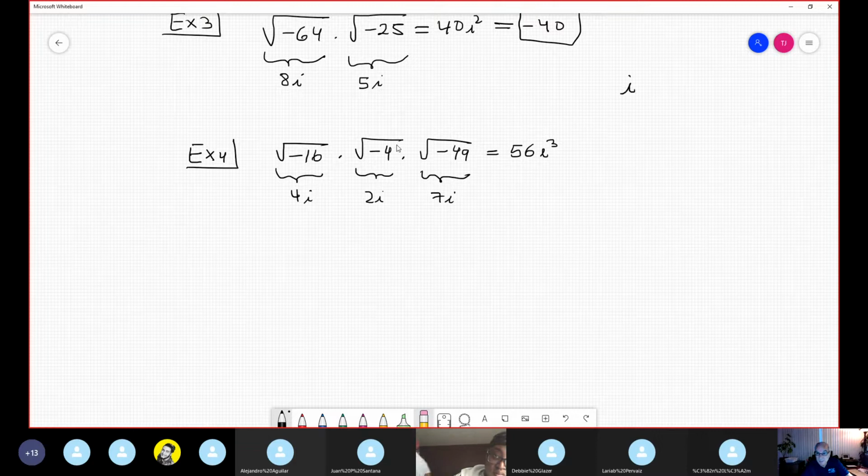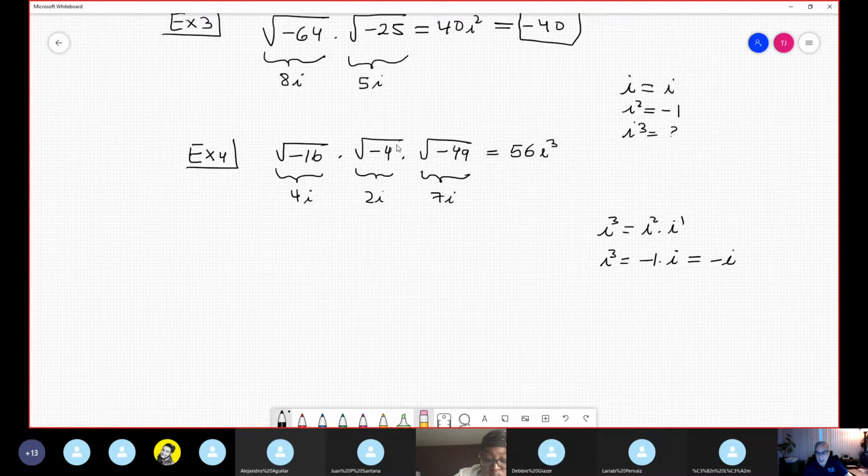i is i. i squared is -1. It's real. i cubed, I have no idea. But i cubed, I can break it down like i squared times i to the 1 power, no? And I know that i squared is -1, so -1 times i is -i. Wow. Again, i cubed is imaginary, but it's -i.